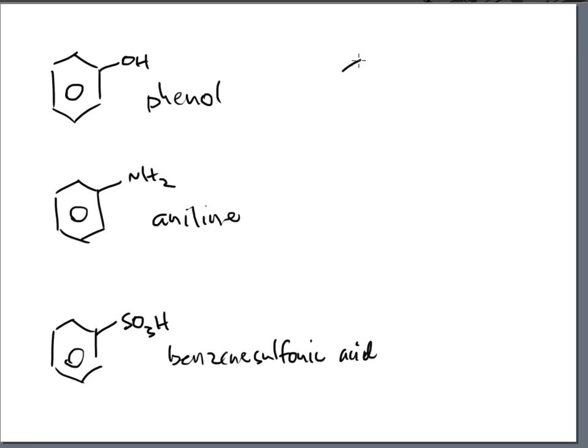Another one is a benzene with an OCH3. Now, this OCH3 group is called a methoxy. That's what we learned in Chemistry 251. That's a methoxy group. So this methoxy attached to a benzene has a common name, and we call this anisole. A-N-I-S-O-L-E. Anisole.